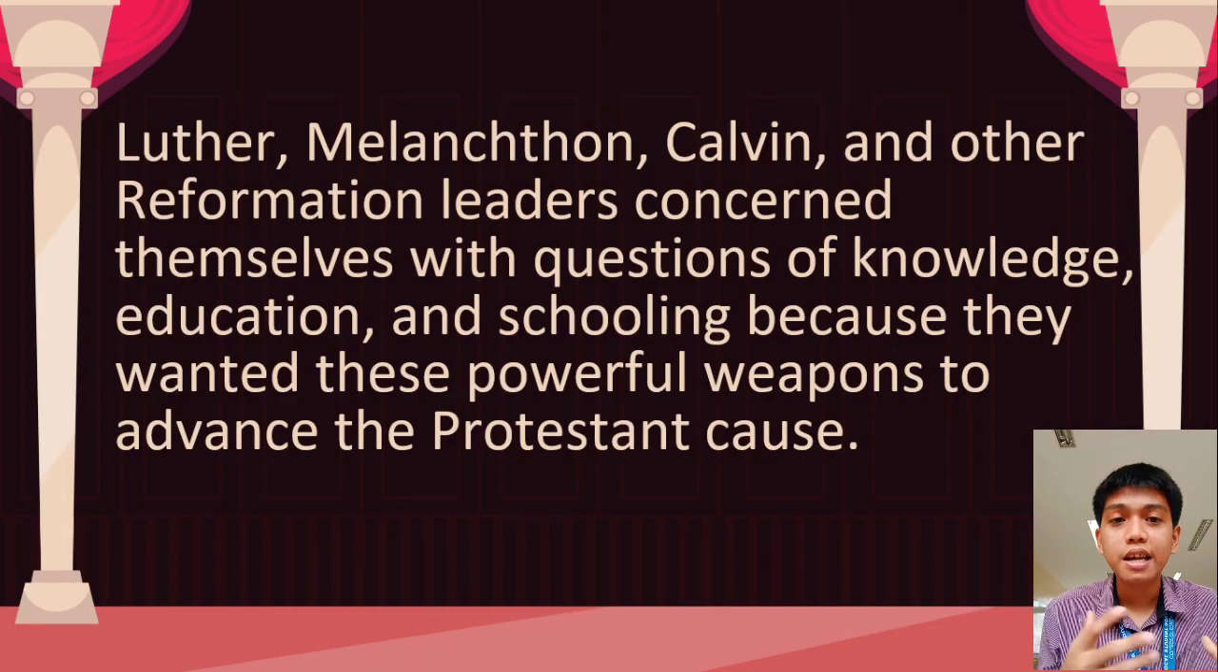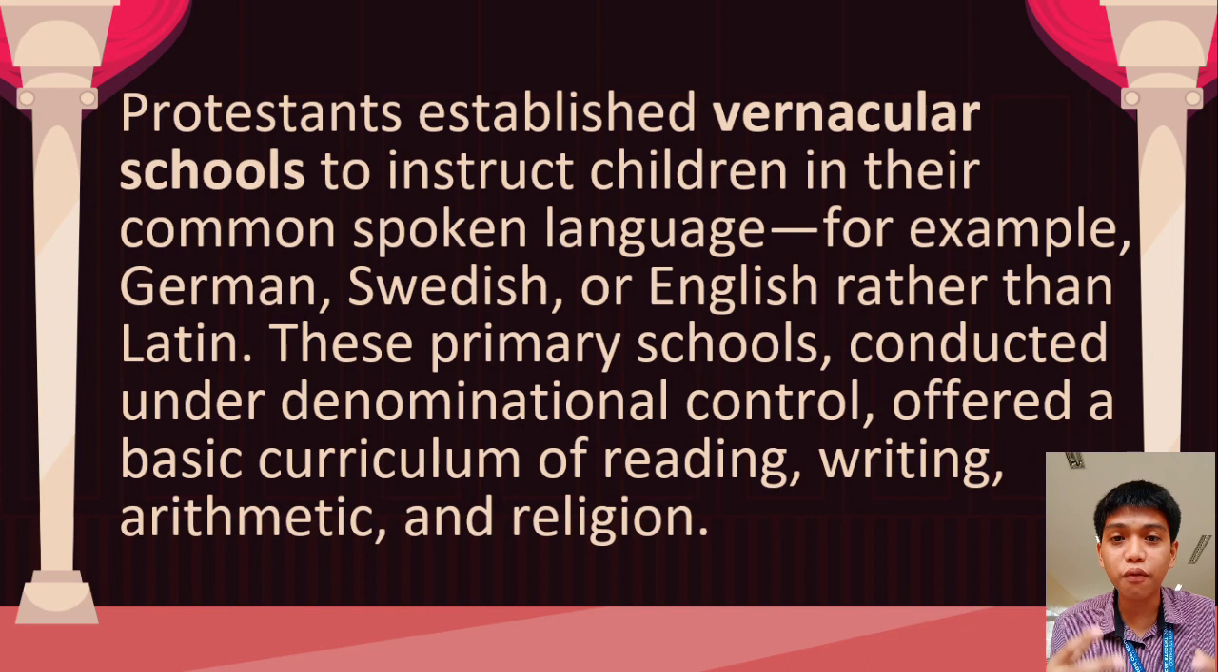Luther, Melanchthon, Calvin, and other Reformation leaders concerned themselves with questions of knowledge, education, and schooling because they wanted these powerful weapons to advance the Protestant cause. Protestants established vernacular schools to instruct children in their common spoken language, for example, German, Swedish, or English, rather than Latin. These primary schools were under denominational control and offered a basic curriculum of reading, writing, arithmetic, and religion.